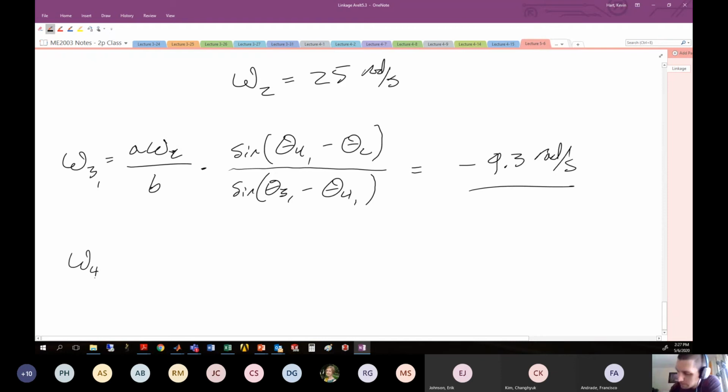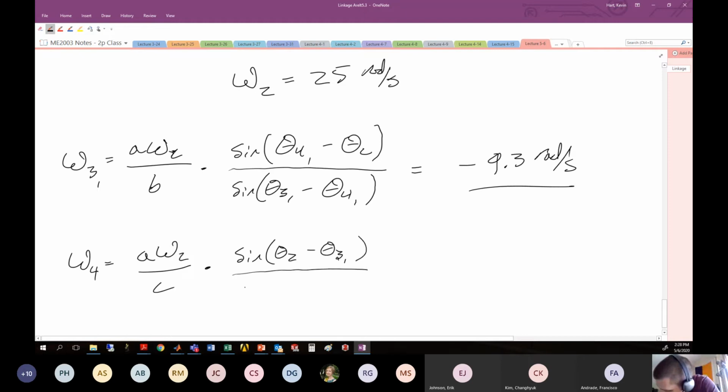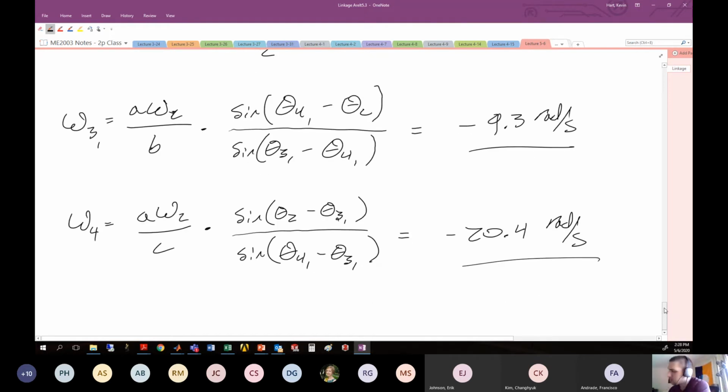Similar idea for omega 4. Here we have A omega 2 on C multiplied by sine theta 2 minus theta 3,1 over sine of theta 4,1 minus theta 3,1. Punch the numbers here, you'll get negative 20.4 radians per second. All right, so these are the values of the angular velocity of the links in the crossed configuration.